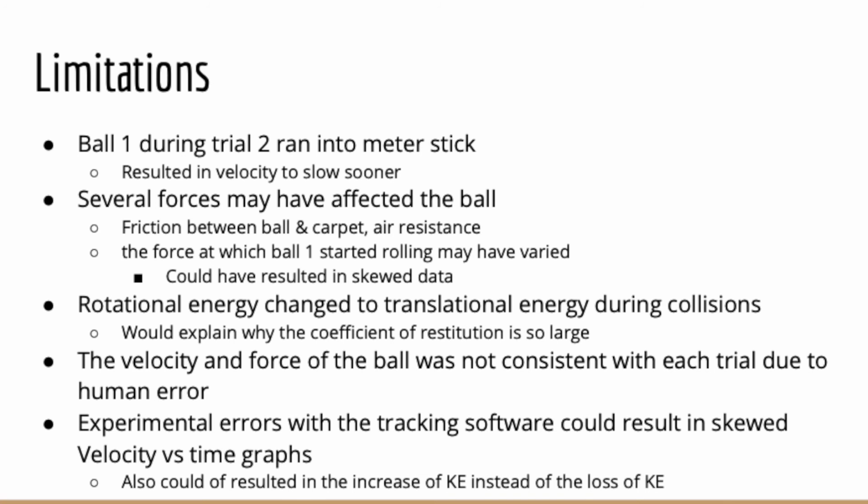After analyzing our calculations, we realized one reason for the unusual results in large e-values may be that the energy changed from rotational energy to translational energy during the experiment. Lastly, experimental error from the Tracker software may have resulted in skewed graphs for the velocity versus time and could have also resulted in the increase of KE instead of the loss of KE.